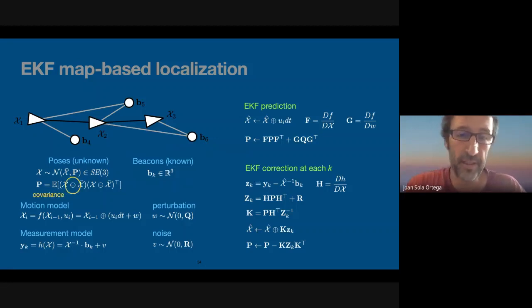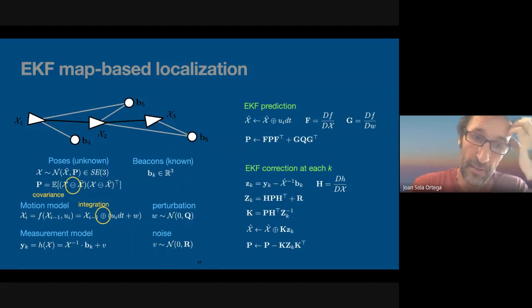The important point here is that to compute the covariance, we use Lie theory because of this minus. To integrate, we again use this theory because of this plus. And so the covariance is well defined. It has the right number of degrees of freedom. And the integration is also well defined when you integrate with this operation. The result is always something on the manifold of SE3 because this plus sign guarantees that.